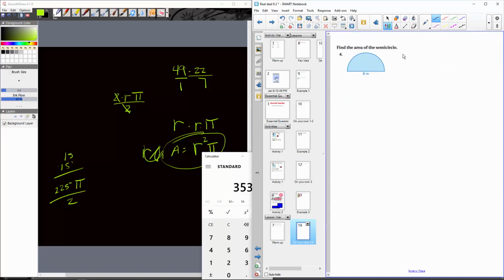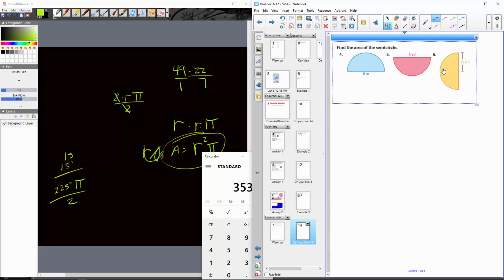And then here's the last one. So the area of the semicircle, remember, it's going to be the radius squared times pi divided by 2 because it's only half of a circle. Same with this one. So pause the video, try to solve it, and here are the answers. All right, and that's the video for 8.